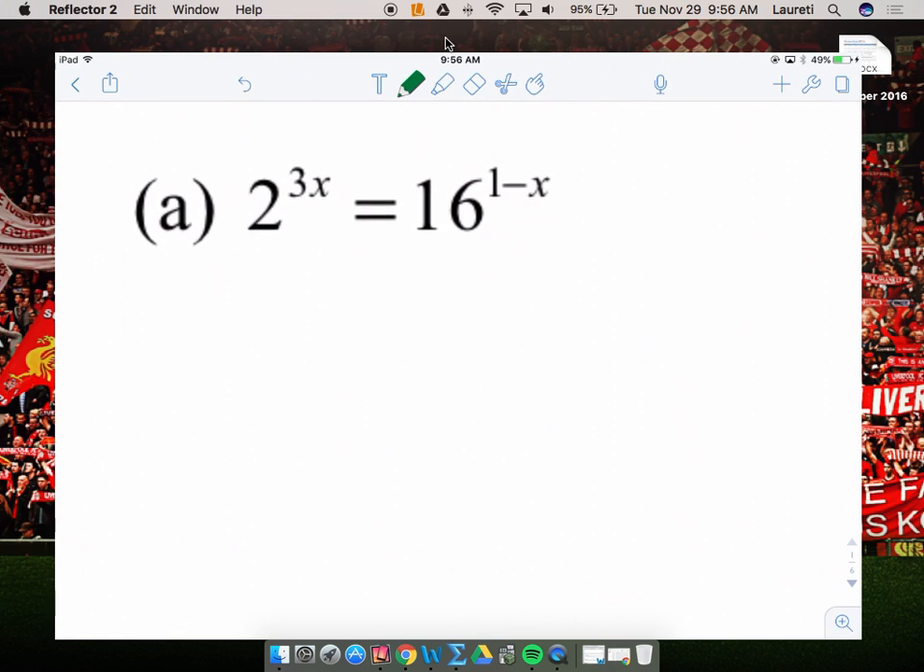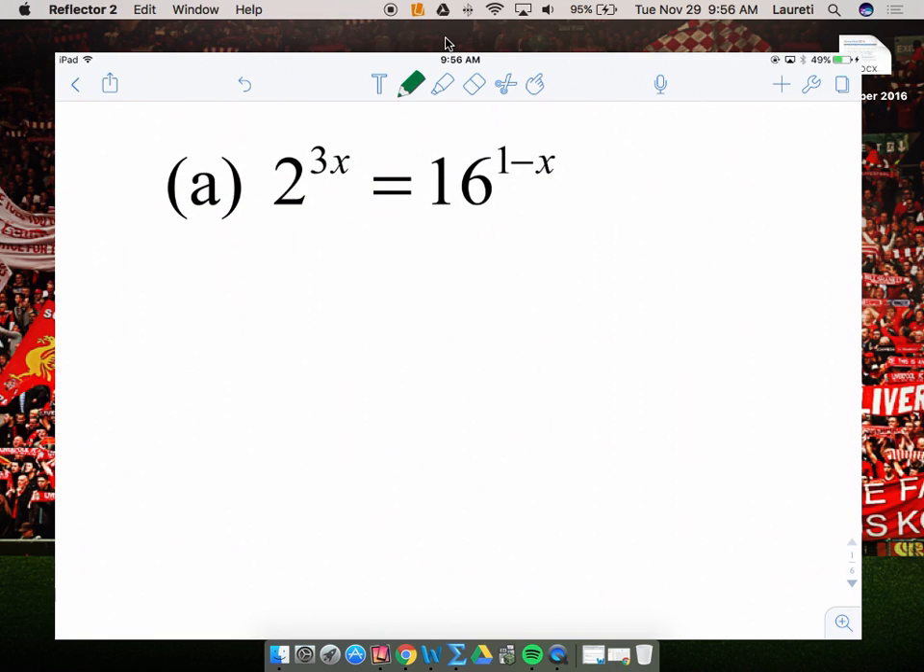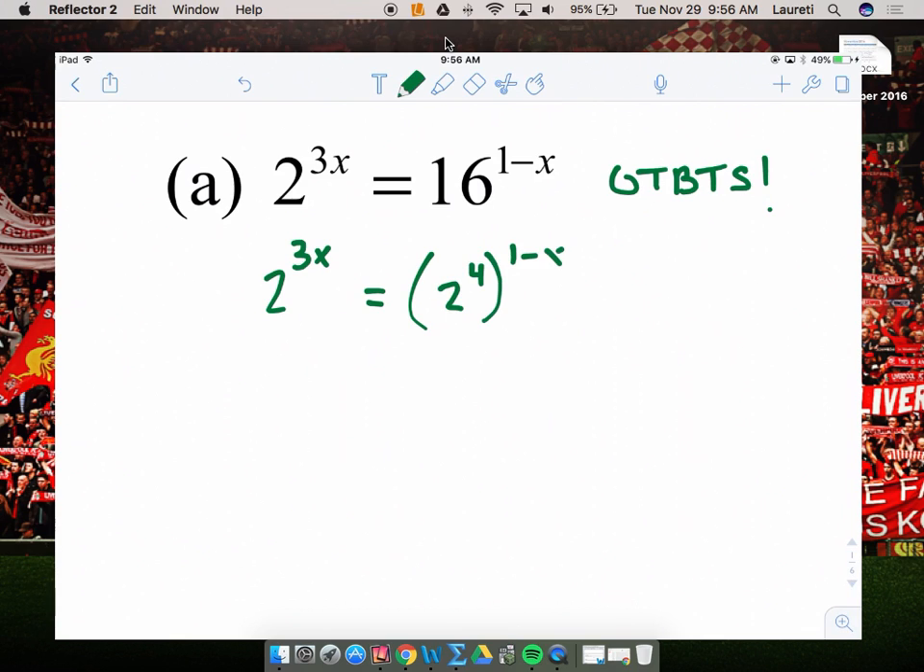Okay, so for the first one, you have 2 to the 3x is equal to 16 to the 1 minus x. All right, so the first thing I want to try and do is, again, get the bases to be the same. Is there a way that I can get the same base on both sides? Tyler? Right. You have 2 to the 3x. 16 would be 2 to the 4th. So on the right side, what does that turn into? 4 minus 4x, good.